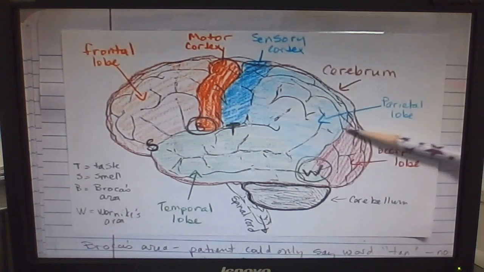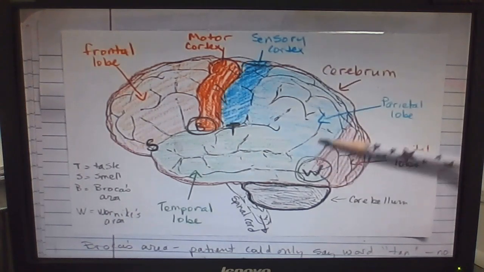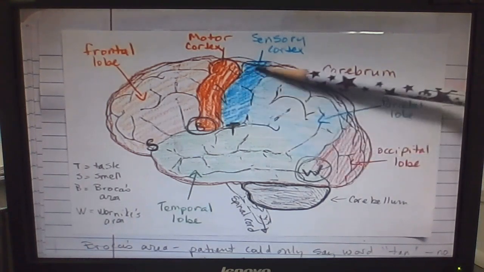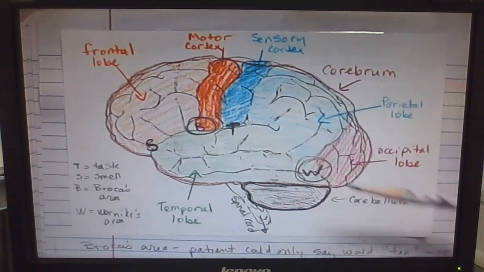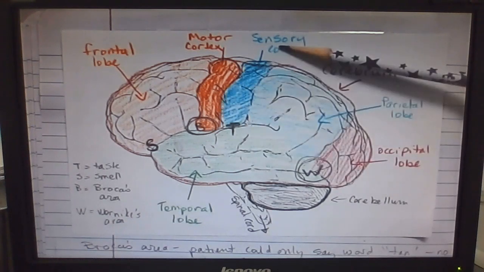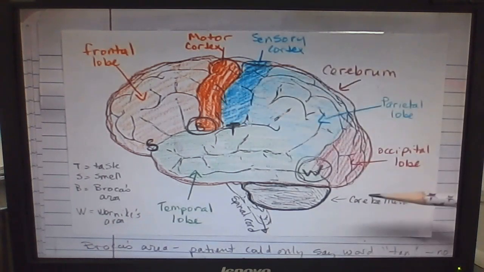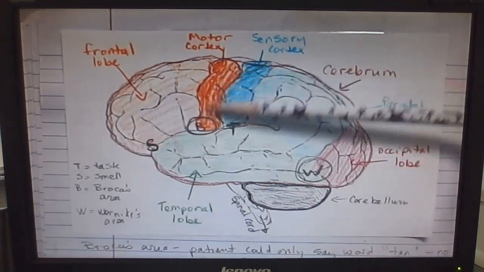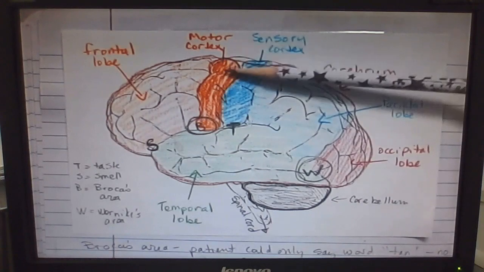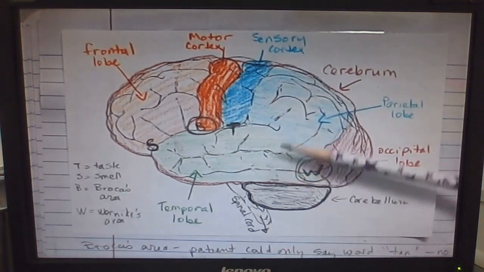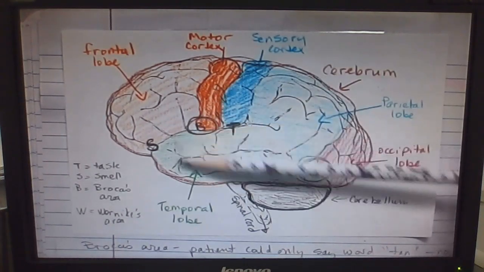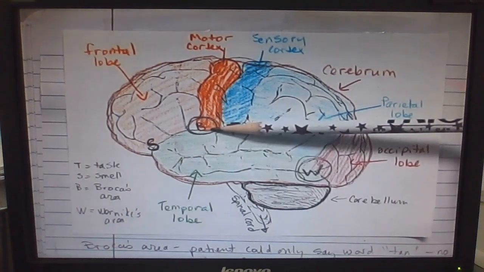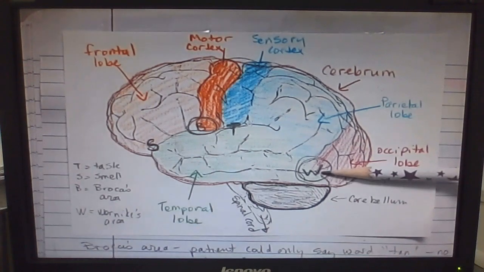Okay, occipital lobe, parietal lobe. This gyrus within the parietal lobe is considered the sensory cortex. This is the frontal lobe. This gyrus within the frontal lobe is the motor cortex. This is our temporal lobe. This is Broca's area, Wernicke's area.